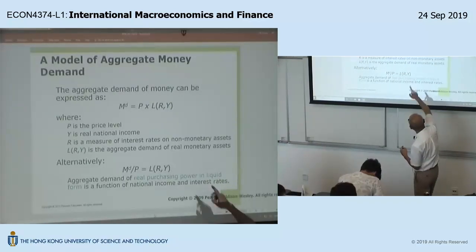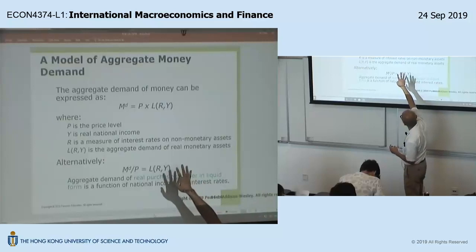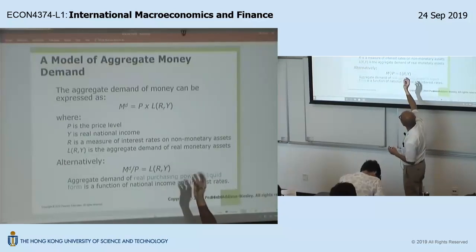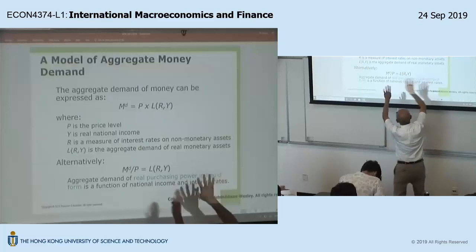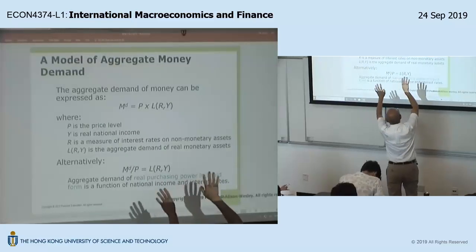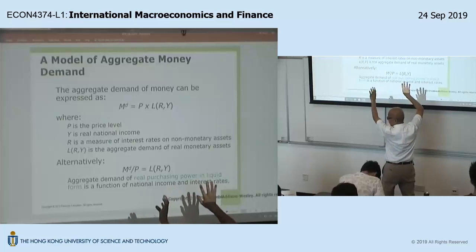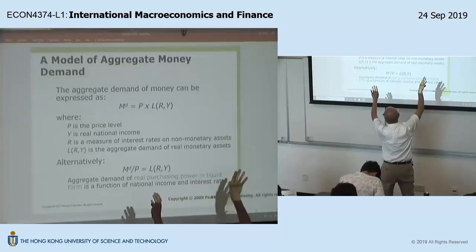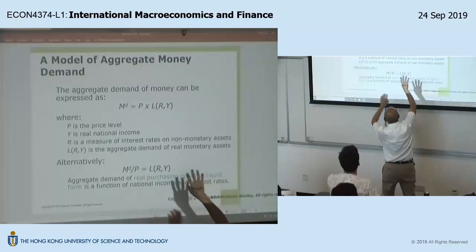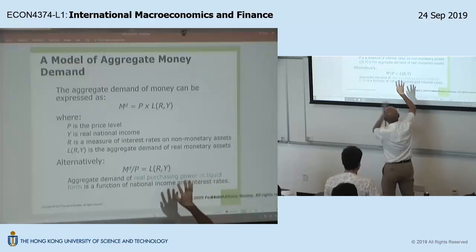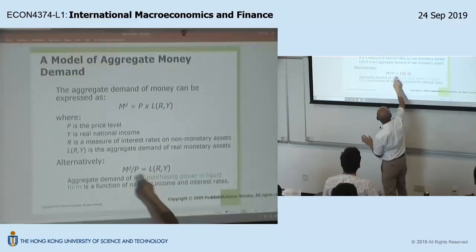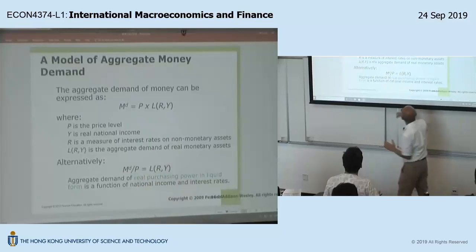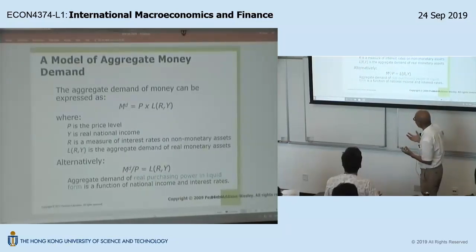Now this is a special functional form here. The price is put out there, and then there are two separate parts to the demand for money. One part is the price level, and the other part is this L function. They are multiplicative. So this L function is what we call the aggregate demand of real monetary assets.